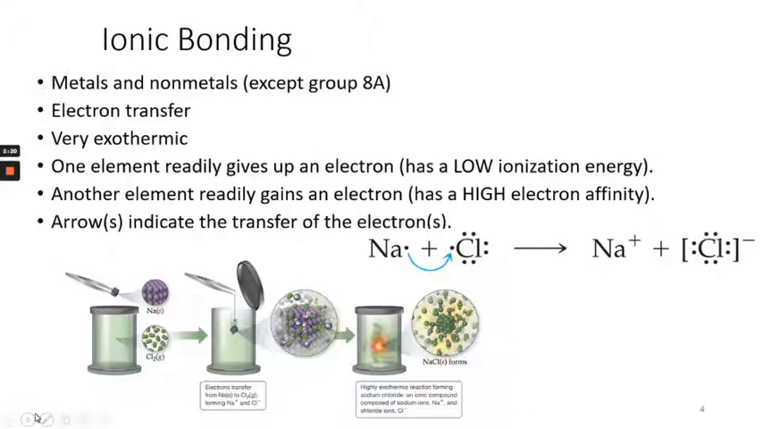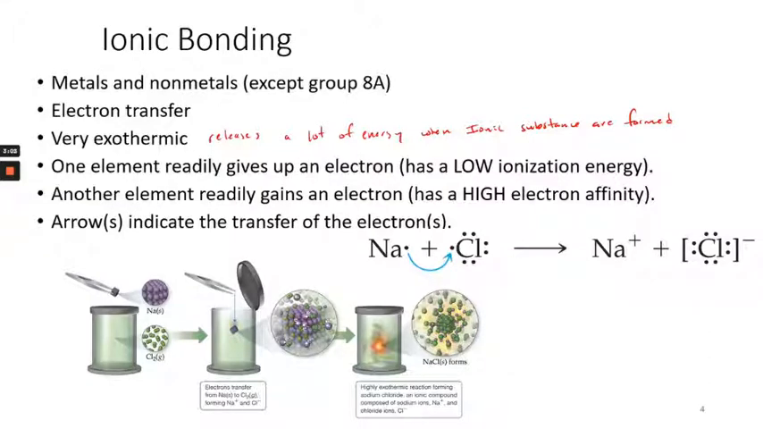So let's talk more in depth about ionic bonding. Again, it's between metals and nonmetals, except your noble gases. They don't really form ionic bonds. You have an electron being transferred, and the formation of this bond is very exothermic. It releases a lot of energy when ionic substances are formed.